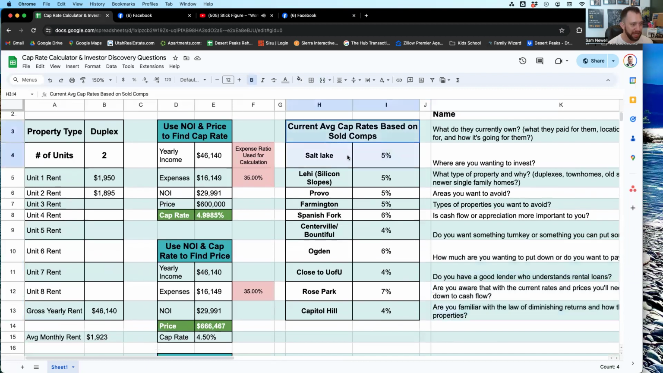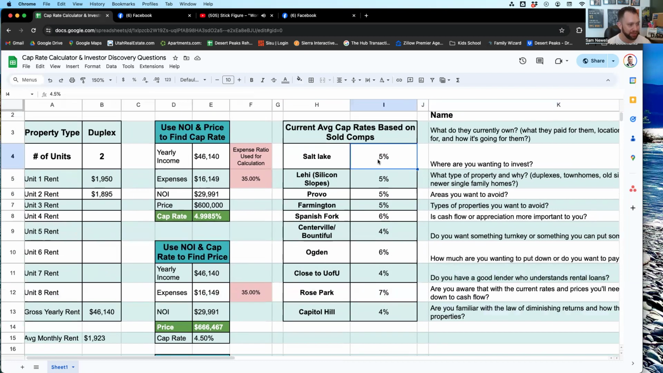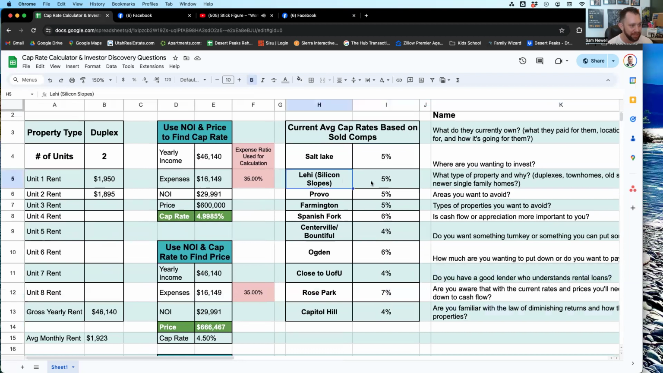This is just a table that you should build on your own. These are not actual numbers. This is for example. I haven't done this in a minute, but every few weeks, every month, you should be looking at the comps and look at what duplexes, rentals, fourplexes, townhomes that are rented out are selling for and calculate the cap rate. Each area is very different.